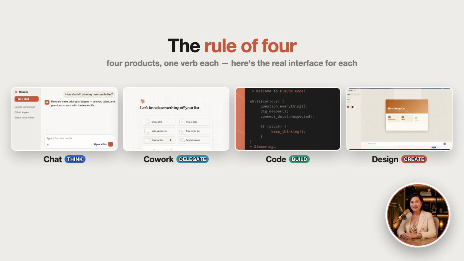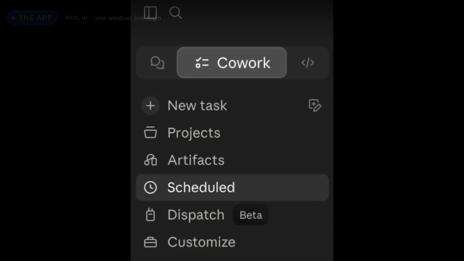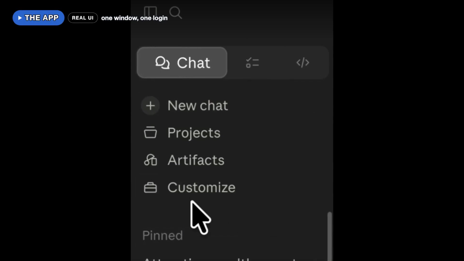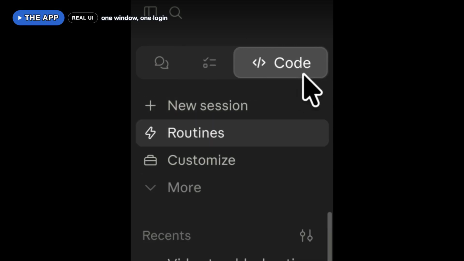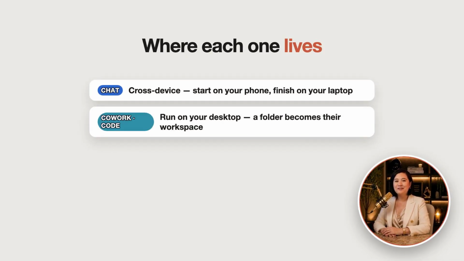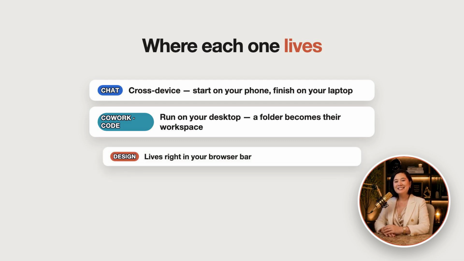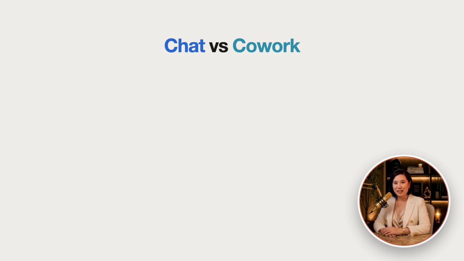Quick note on where they live. Chat is everywhere. Start on your phone, finish on your laptop. Cowork, and this is the actual app, not a mock-up. See the tabs down the side. Chat, Cowork, and Code, one window, one login. It's also where projects, your scheduled tasks, and customize all live. Everything in this video is right here. Code runs on your computer's desktop, where it treats a specific folder as its workspace, and design lives right in your browser.